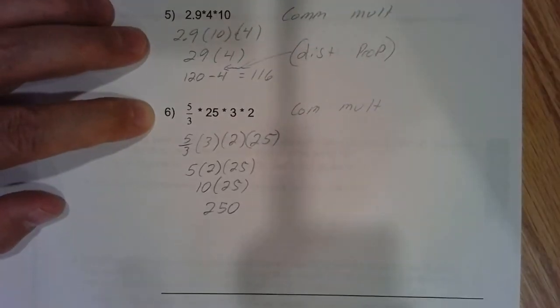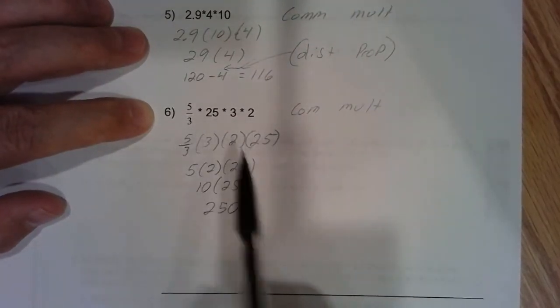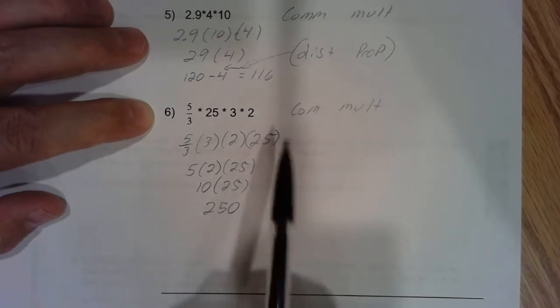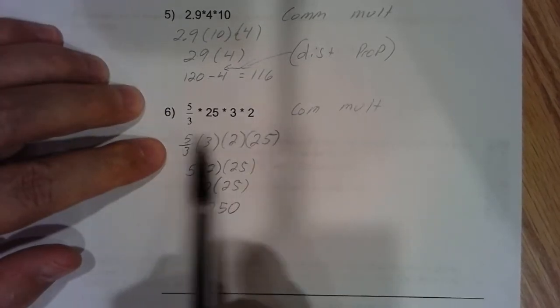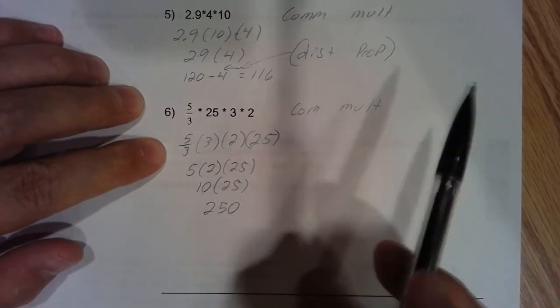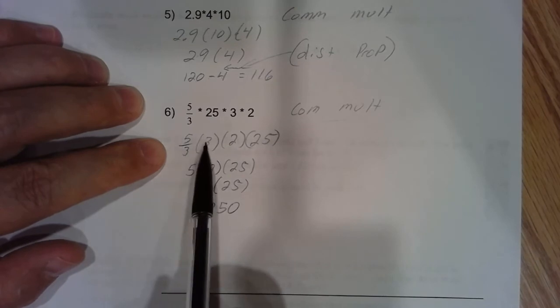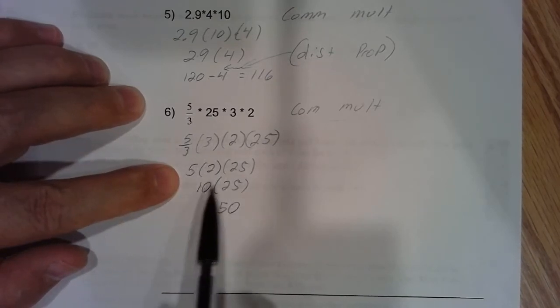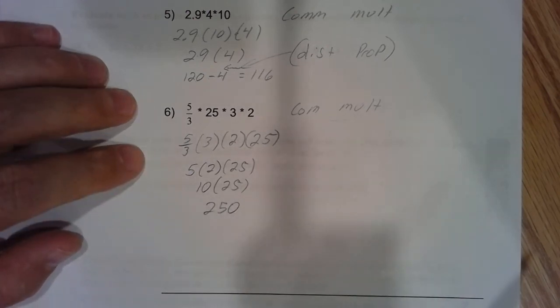Number 6, you can choose just to go left to right and not do the commutative property. That's fine. You can just work left to right. But as you can see, I reordered it. And when I reordered it, that is the commutative property. So then I'm going 5/3 times 3. So the 3's cancel to get 5. 5 times 2 is 10. 10 times 25 is 250.